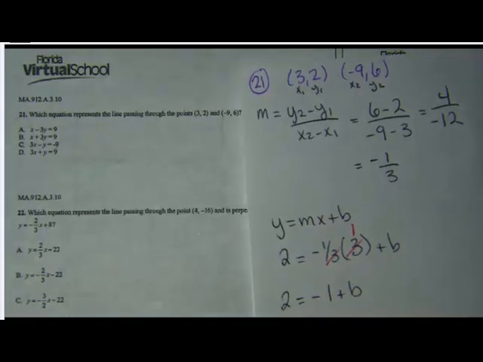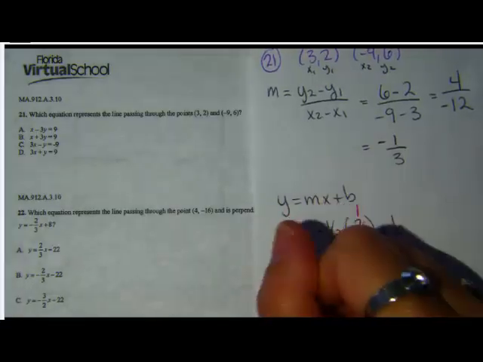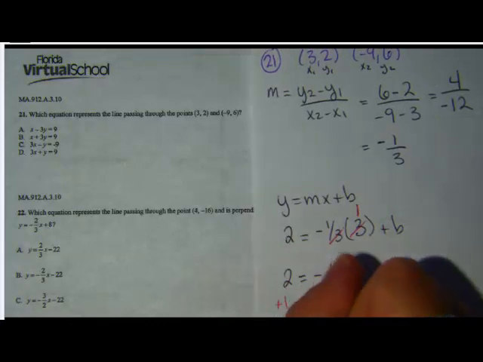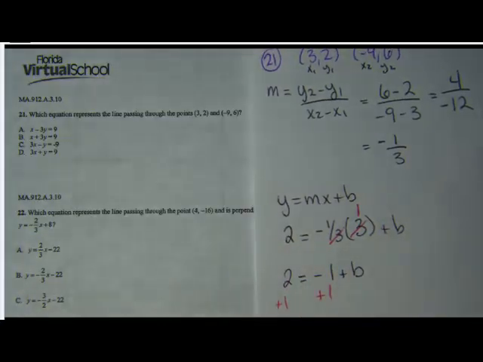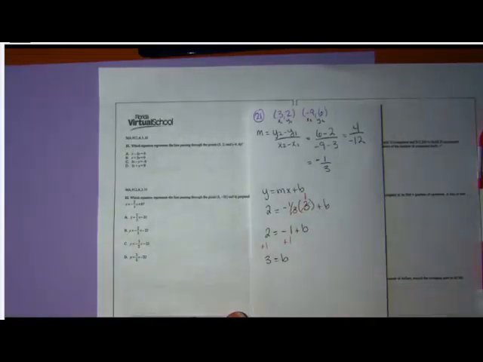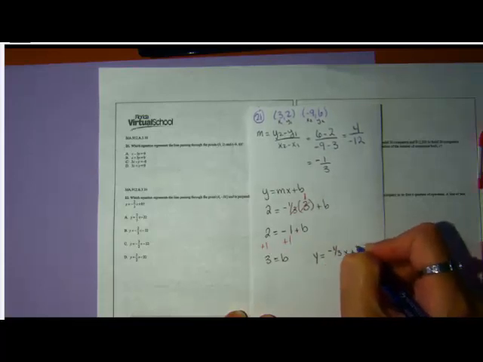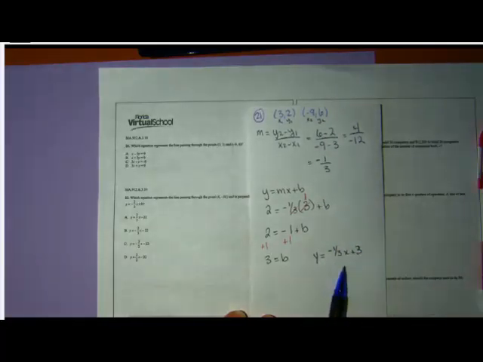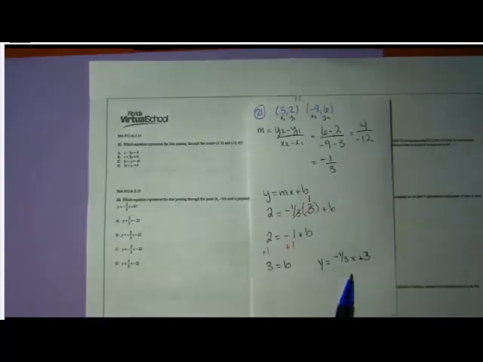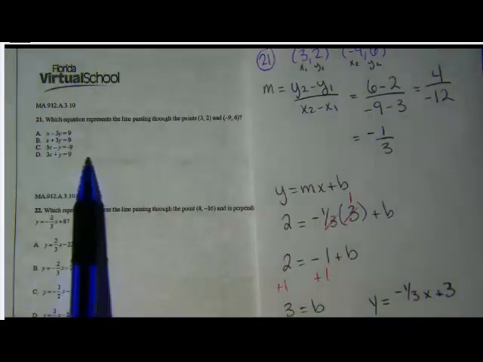So far, okay? Add 1 to both sides, and I get that b is 3. So my equation so far would be y is equal to -1/3 x plus 3. And you'll notice that this doesn't actually look like any of those. Remember this? None of these have a fraction in them, correct?